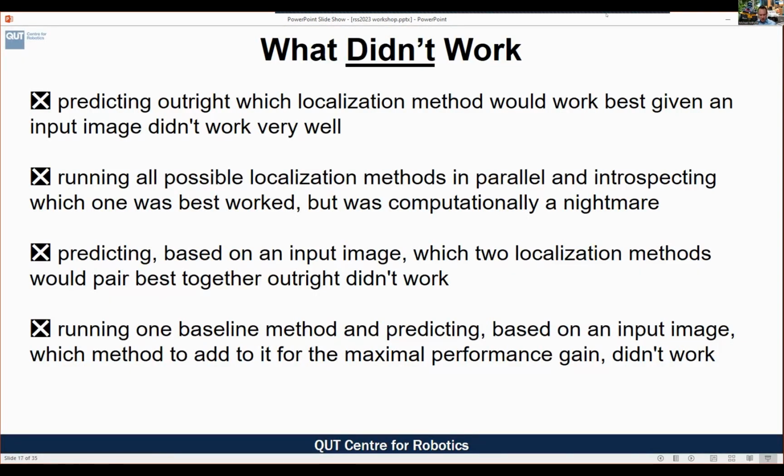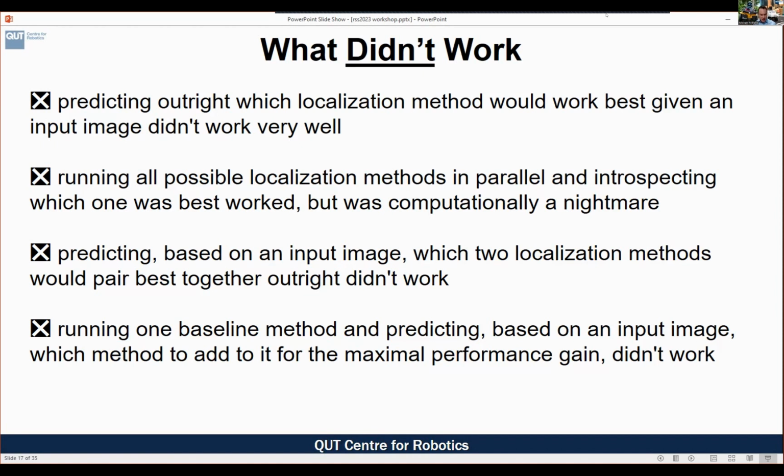So what we're trying to do in this work is come up with localization methods that we can pair together that result in an improvement in performance over just using a single method. And it's always interesting to think about the things that didn't work. So this is quite a long journey. One of the things we tried to do is predict outright from input imagery, so the imagery coming into the robot, which localization method would work well. And this did not work at all.